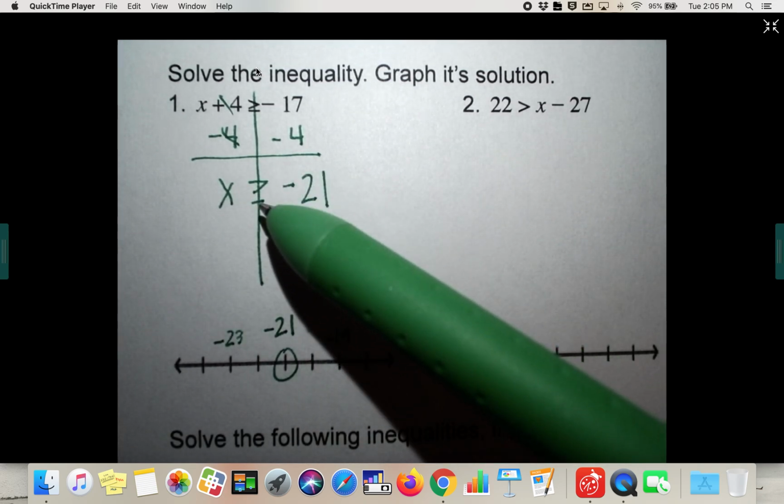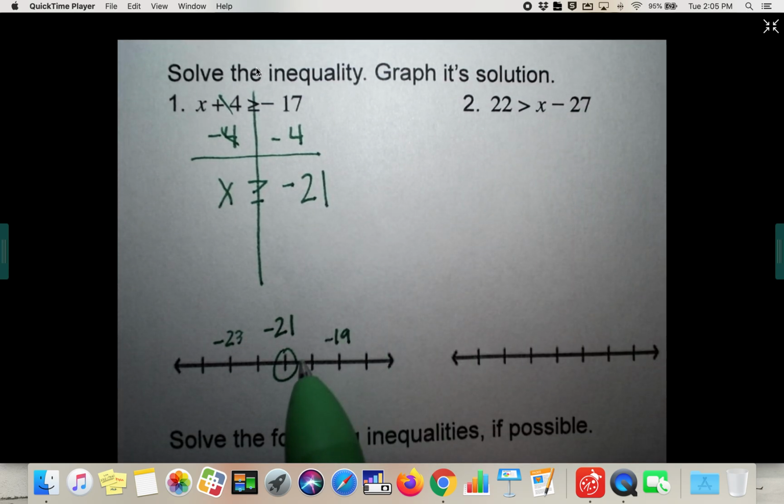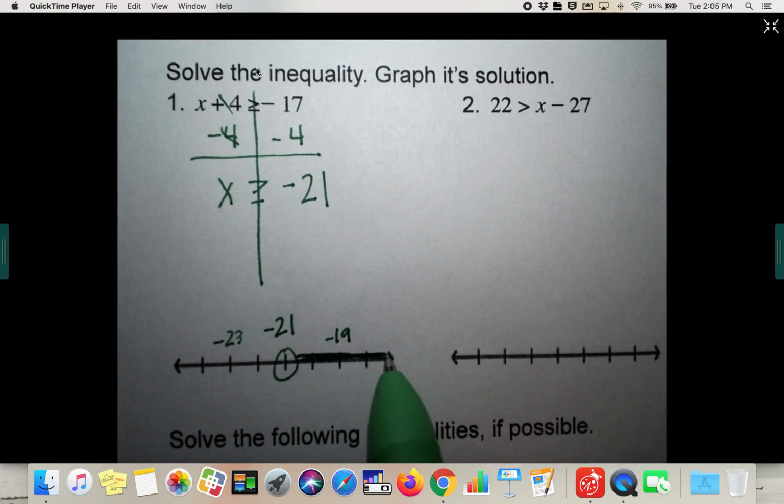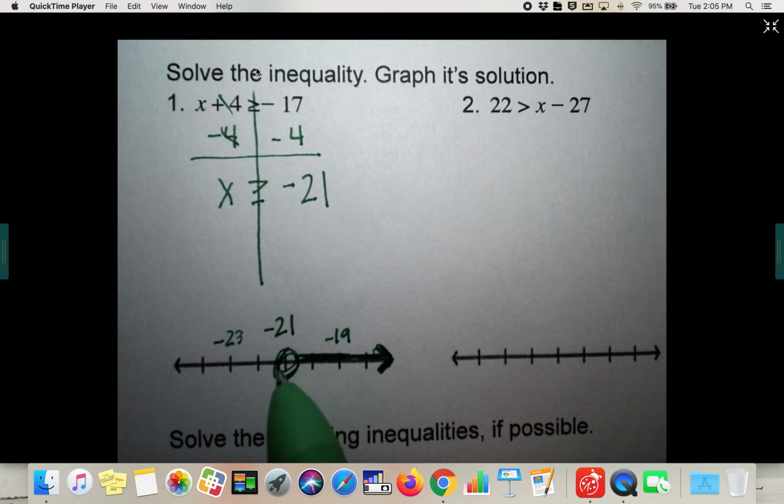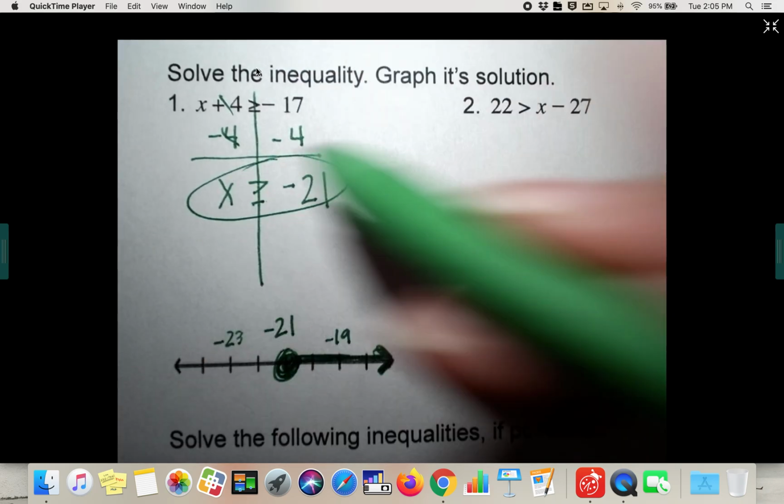X is greater than or equal to negative 21, so you're going to shade greater, which is to the right. And since it's or equal to, you are going to shade in the bubble too. All right, number 2.